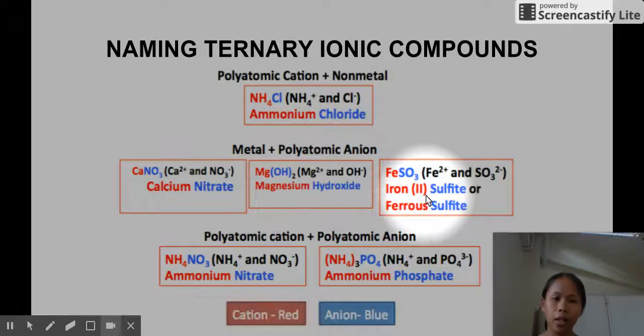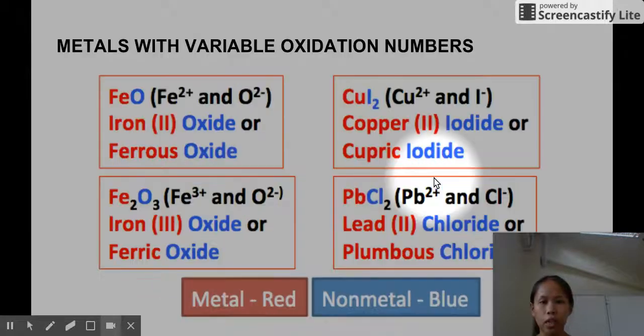This is iron, Fe2 plus, and SO3 2 minus, which is your sulfide. Now iron is not an S nor a P block element. It's a metal that belongs to the transition metals. Now I will give a special discussion on that. These are what we call metals with variable oxidation numbers.